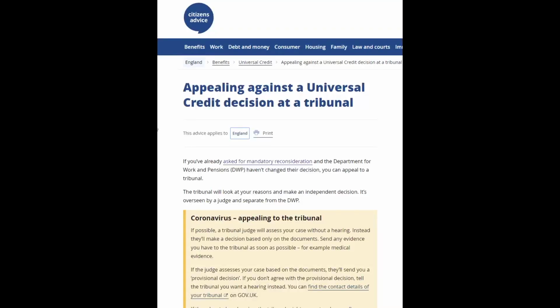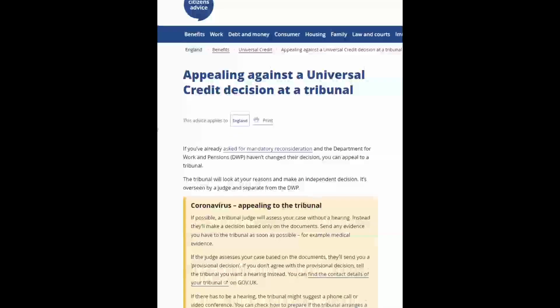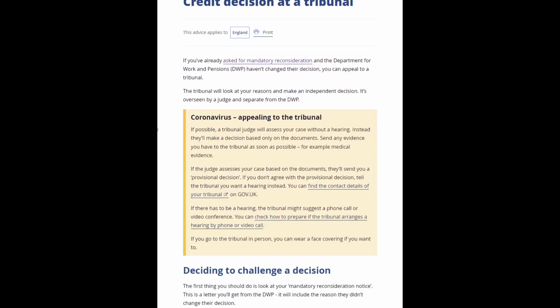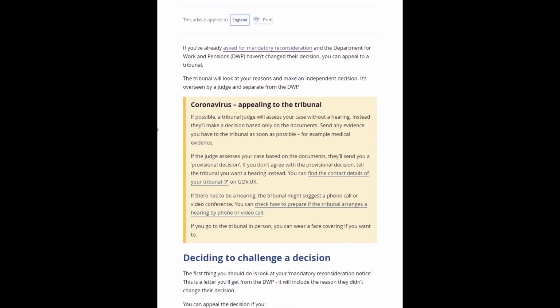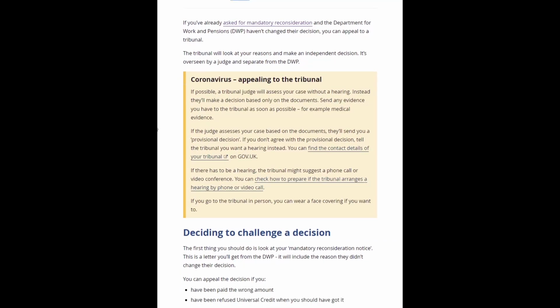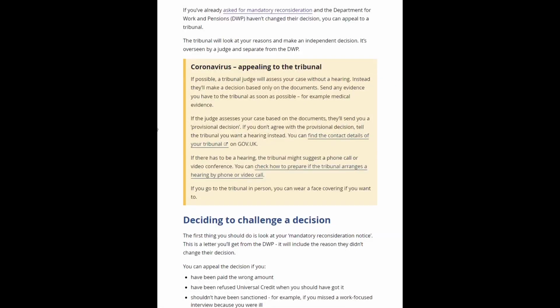And here are the details about appealing at a tribunal. So you get a double whammy today. Obviously, if you've done an MR, then they've said no. The tribunal will look at your reasons and make an independent decision. It's overseen by a judge and it's separate from the DWP.